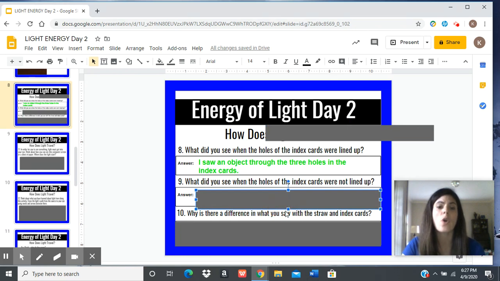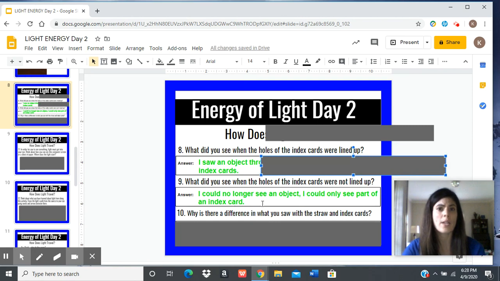The next question, what did you see when the holes of the index cards were not lined up? So this is when that second index card was moved 2 centimeters to the right. Based on my video, could you see the turquoise or teal through the holes after you move the second card? No, you could not. Your answer might have been similar to this: I could no longer see an object, I could only see part of the index card. Or I could no longer see teal. I could only see the white of the index card.